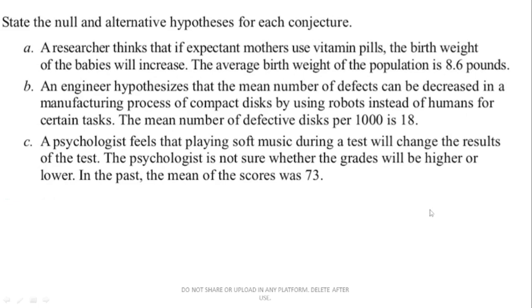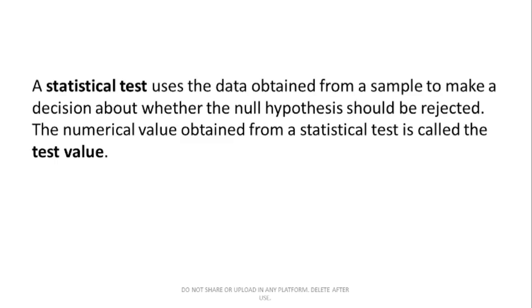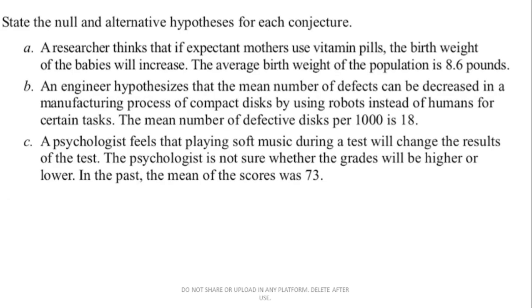Okay, so I think this would be the last one for now. Let us state the null and alternative hypothesis for each conjecture. Letter A, a researcher thinks that if expectant mothers use vitamin pills, the birth weight of the babies will increase. The average birth weight of the population is 8.6 pounds. So what would be our null hypothesis here?